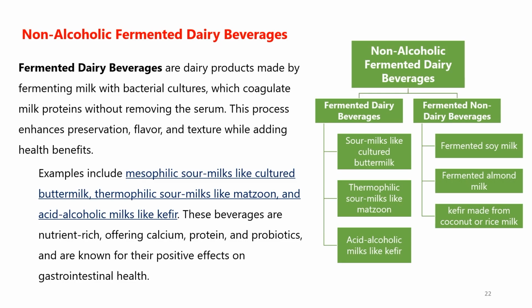These beverages are nutrient rich, offering calcium, protein and probiotics, and are known for their positive effects on gastrointestinal health. So, we can look into non-alcoholic fermented beverages as two broad types, one which is produced with animal milk and one which is produced from other types of milk obtained from vegetable sources. So, we have the actual fermented dairy beverages, which are sour milks like cultured buttermilk and thermophilic sour milks like majun, and acid alcoholic milks like kefir.